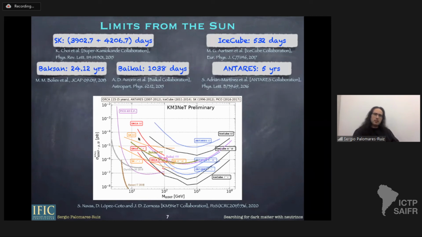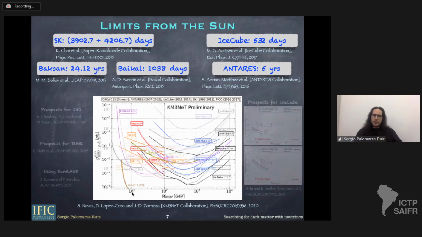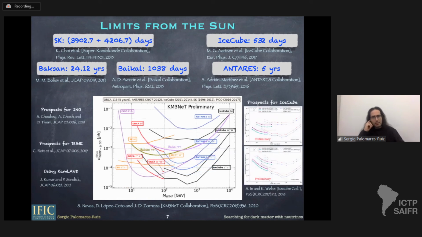At low masses, a detector like Super-K sets a more stringent bound. But in any case, as you see here, the bounds coming from direct searches are several orders of magnitude more stringent than those coming from neutrinos from the Sun. This is what happens in the case of the spin-independent cross-section. It is different for the spin-dependent one, for which the limits from direct searches are much weaker, and in this case the limits coming from the Sun can be the most stringent ones.